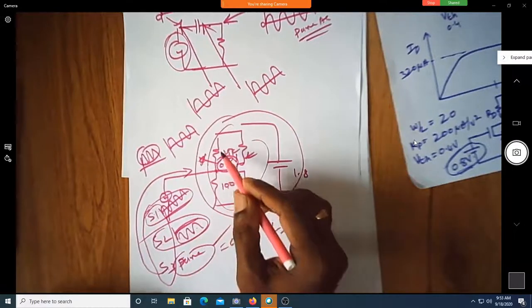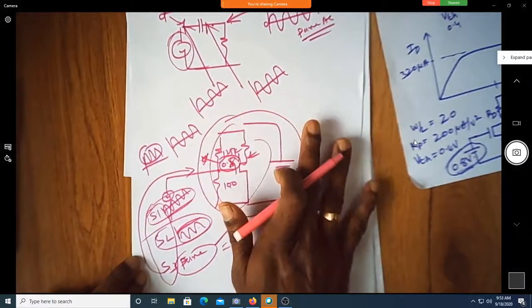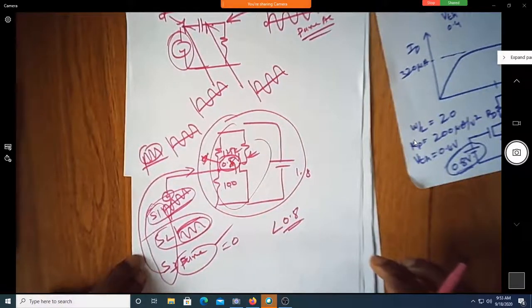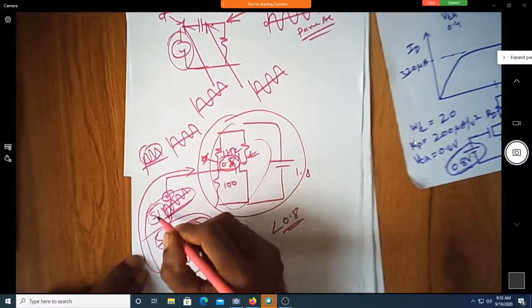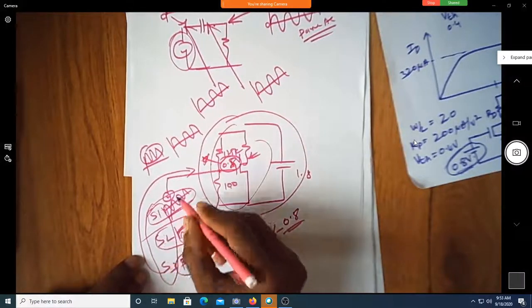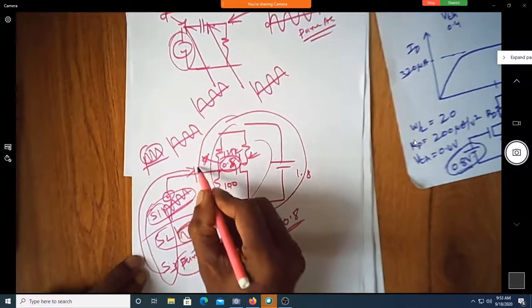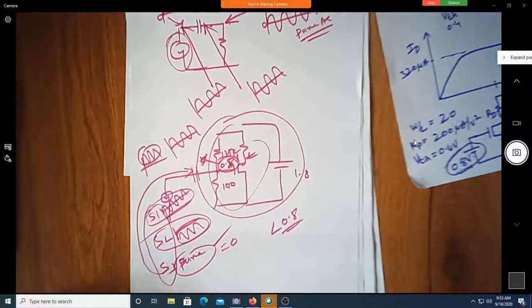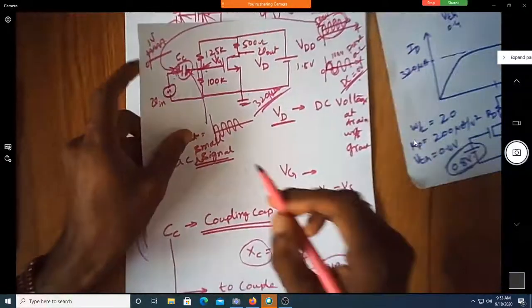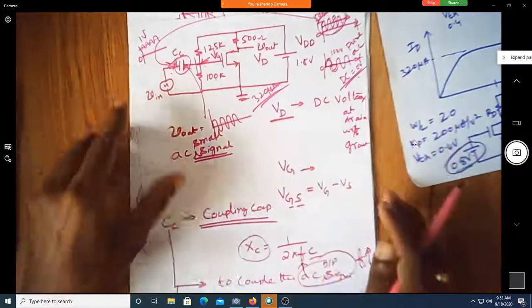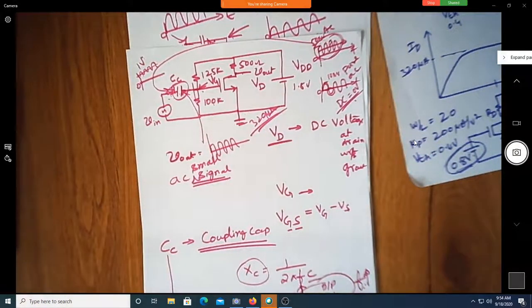Whatever the source is, whatever design I made for the amplifier should be independent of the sources. How do I make it independent? Make sure that the DC voltage of different sources is not coupled to this. You put a capacitor, that will solve the purpose. You can achieve the blocking of DC by having a capacitor, which is called CC. It is also called the DC blocking capacitor or coupling capacitor. Why is it called a coupling capacitor? Because it blocks DC voltage, no coupling. Why the word coupling?